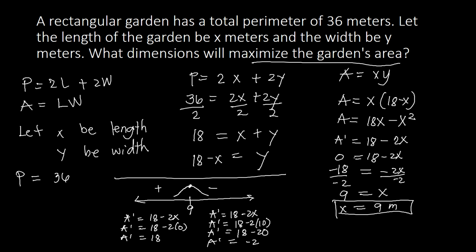And then we are going to go back to y so that we can have our other dimension, or the width. So we have y equal to 18 minus x. If our x is 9, then 18 minus 9, our y is also 9 meters. So maximizing the area for the rectangle, we need 9 as our length and 9 as our width.